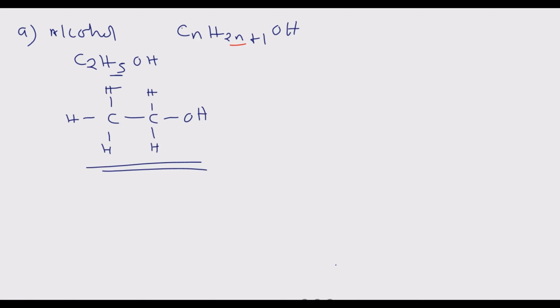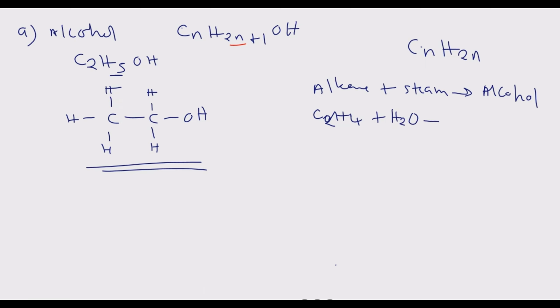A few things to take note about alcohols. Alcohols are normally produced by reacting alkenes, which are hydrocarbons with this functional group, with steam by the process known as hydration. Hydration in short means water is added. Once you react an alkene with steam, which is water, you end up with an alcohol. That's the generic formula. For example, if you react ethene, C2H4, with steam, which is water in gaseous form, you are going to get ethanol. Just take note of this relationship.